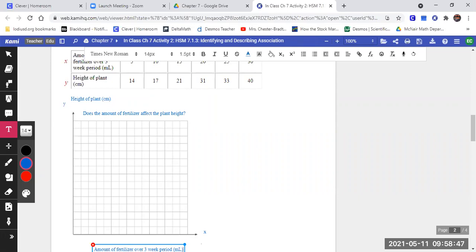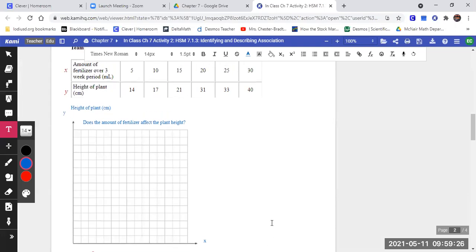We have these measurements in parentheses. We need to know what they stand for. So what does the CM stand for? Centimeters. What's the little m capital L stand for? Milliliters. Okay. You know, a gallon is about a liter. They're talking about milliliters, right? Little tiny bits of fertilizer, not huge amounts.